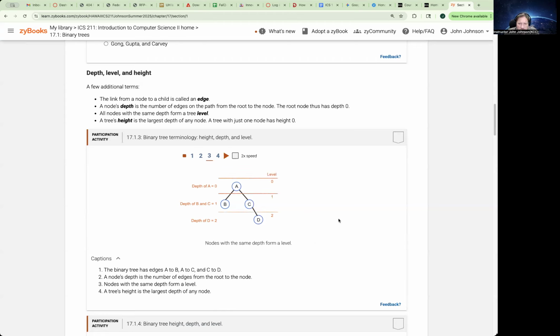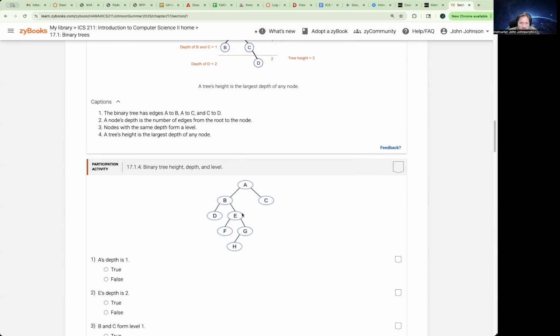So again, we talked about this up above, but the nodes of the same depth form what we call a level. So A is one level, then B and C are on another level, and then D is on another level, and they have separate depths. So a tree's height is the largest depth of any node. So if you go in here and you look, you go A to C to D, that brings you down 2 levels to the tree height. That's the deepest level, so that's the tree height of 2.